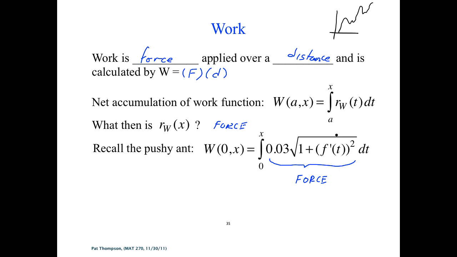And so in the end, we're accumulating in the direction of x, but we're getting the actual work that the ant is doing, because the ant is changing directions. Make sense? So it's still force. This is the force function, adjusted or scaled for the direction the ant is going.